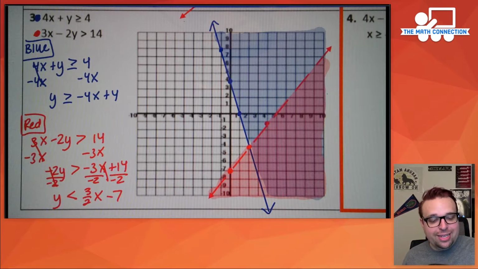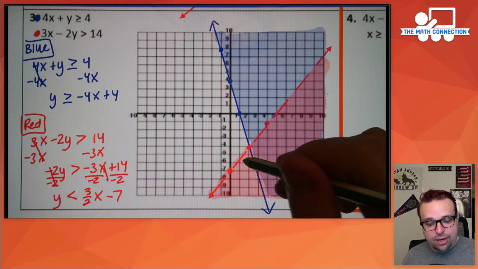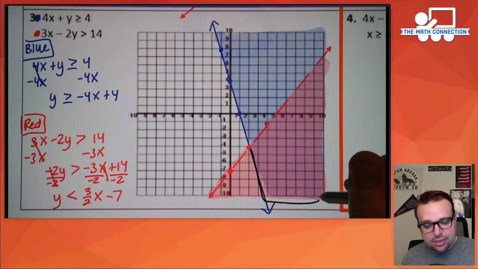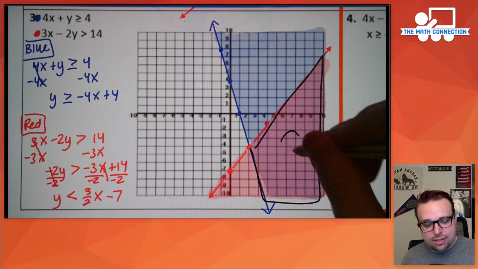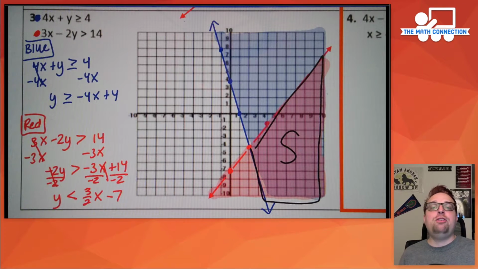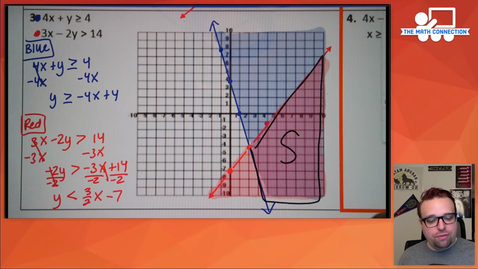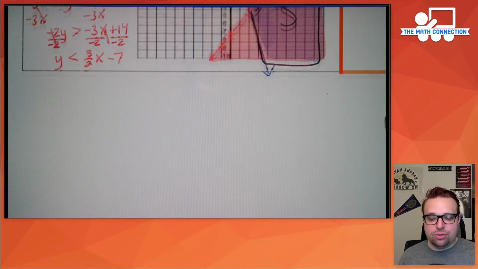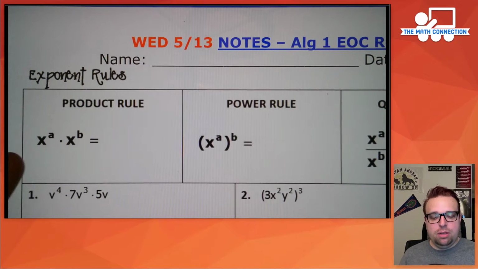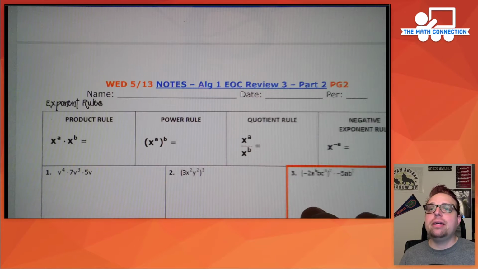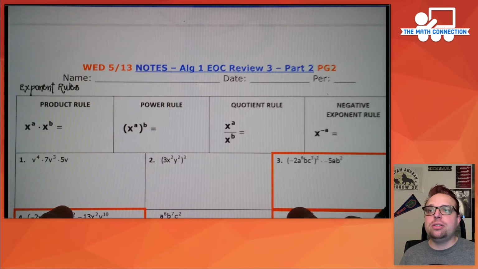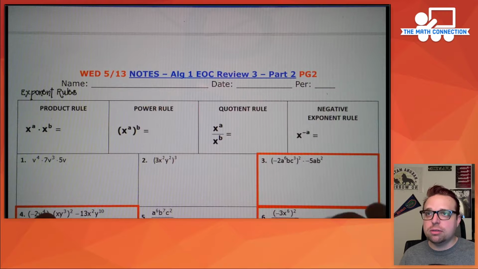Okay, so it's pretty easy to tell now where the area of intersection is. It is here. All this is a solution area. If you pick any point from that area, it will be a solution that satisfies this system. Okay, 2 and 4 are for you. Those questions take a while, so there's only 2 of them. Let's move on to the next topic of this EOC review, which is exponent rules.